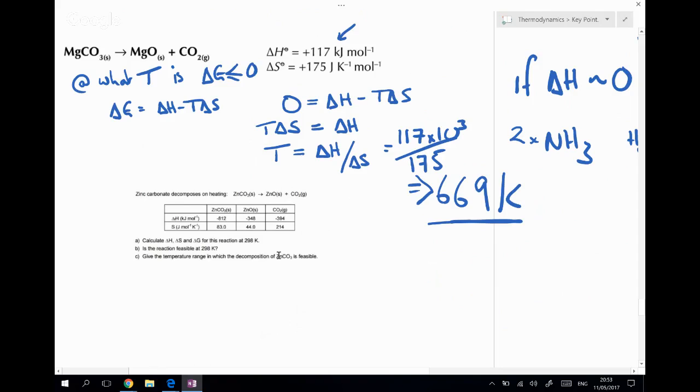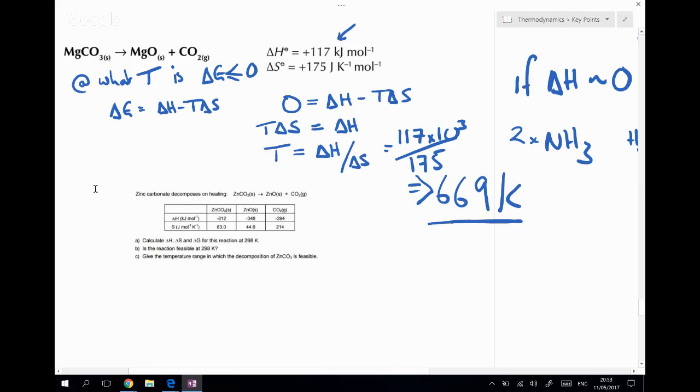Okay, so the temperature in the equation of Gibbs free energy, the current temperature of the system. Yes, that's correct. So we could be asked in a variety of different ways there, and we'll see that as we go through some more examples. Okay, so there's magnesium carbonate, and that is temperatures above 669 Kelvin.